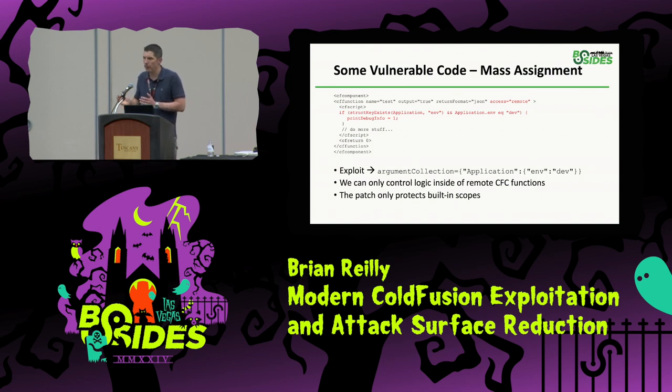There were some limitations. It only applied to code within remote ColdFusion functions. So if you were using this kind of logic elsewhere in static CFML pages or outside of remote components, it wouldn't be exploitable. But for your API-like remote ColdFusion components, this mass assignment vulnerability would be exploitable. The Adobe patch protects all of the built-in scopes, so things like your session scope and your application scope are all protected. But if you do have code like this where you're using custom scopes in remote ColdFusion components, an attacker could still potentially control those. In that case, you're going to want to validate what's coming in through the parameters and arguments and make sure that an attacker isn't able to control them.